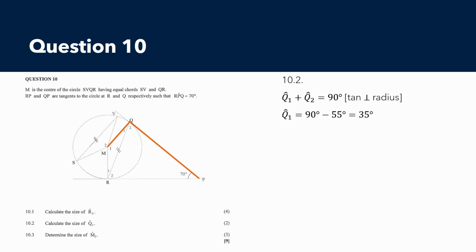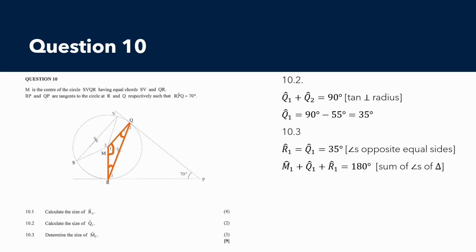Moving on to 10.3. Determine the size of angle M2. First step, R1 is equal to angle Q1 and they are both equal to 35 degrees. My reason was angles opposite equal sides, or base angles of an isosceles triangle. As you can see, I've highlighted the triangle on the left hand side. And I went on to say angle M1 plus angle Q1 plus angle R1 sum up to give me 180 degrees. My reason was sum of angles of a triangle.